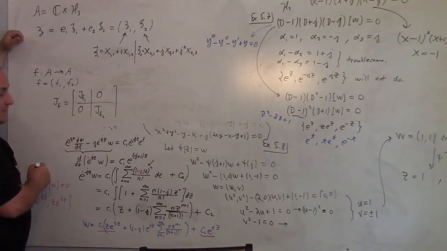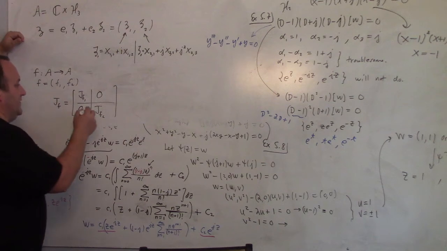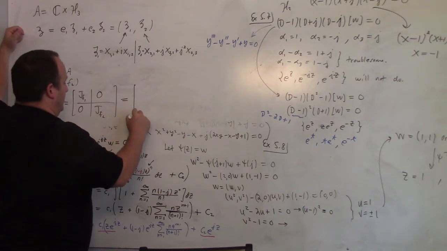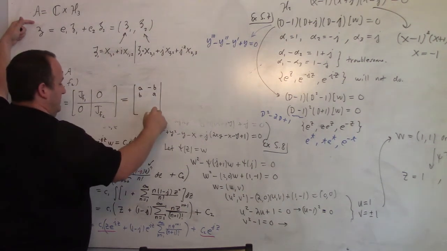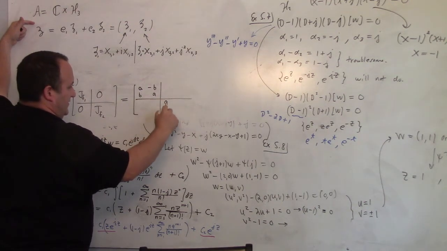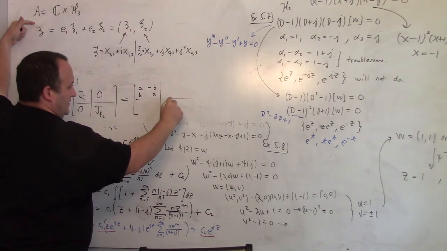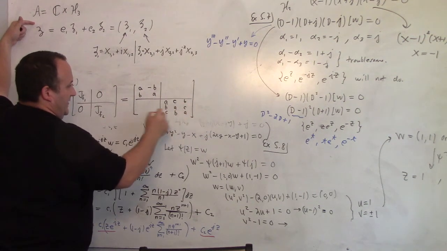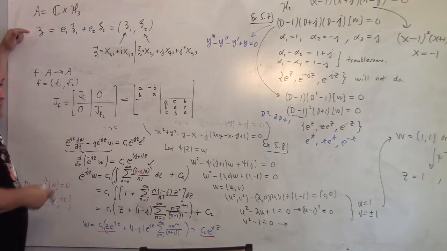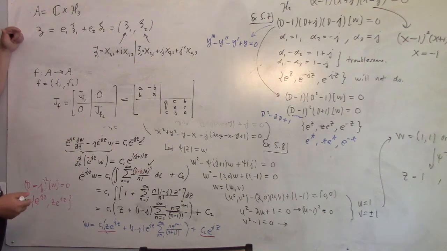Well, for my specific example right now, the complex block looks like a, b, minus b, a, and the H3 block is a, b, c, then c, a, b, then b, c, a. That would be the pattern for the Jacobian if it's A-differentiable. Okay.